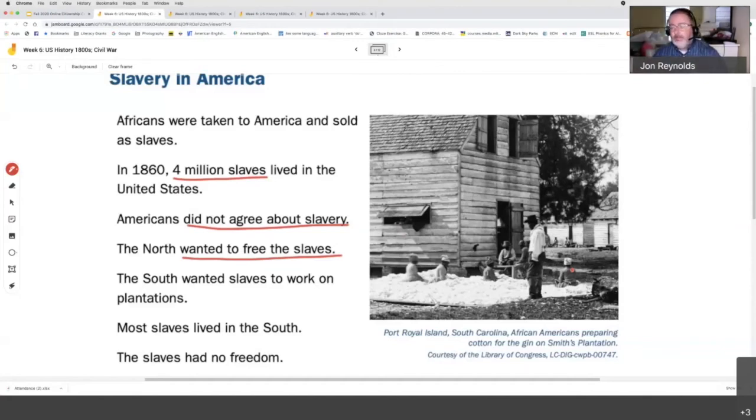Now in the South, of course, people needed slaves, wanted slaves to work on plantations. Plantations are like big, big farms. And in fact, tobacco was the first crop, but eventually it became cotton. Cotton became the big, big crop, and it became a very good way to make money. It's an easy way to make money, a cheaper way than tobacco.